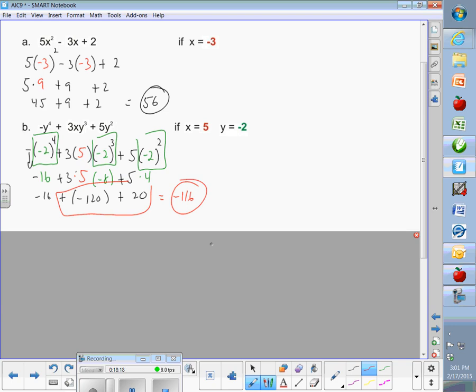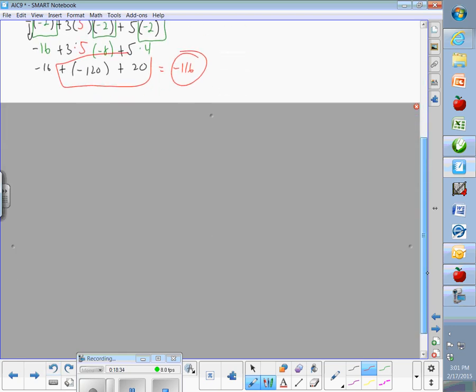Be careful with the exponents when they're positive and negative quantities, okay? Be careful, be careful, be careful. By the way, the first one we did was a trinomial, right? And the second one we did was a trinomial. So we just evaluated two trinomials.